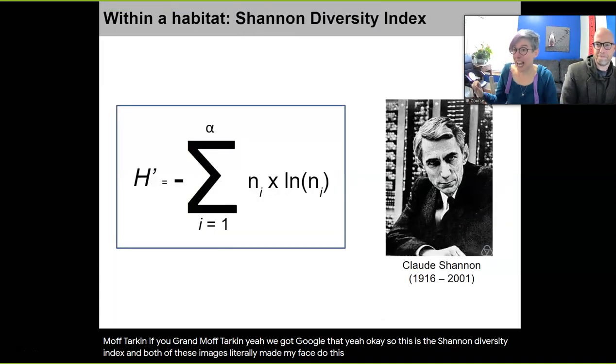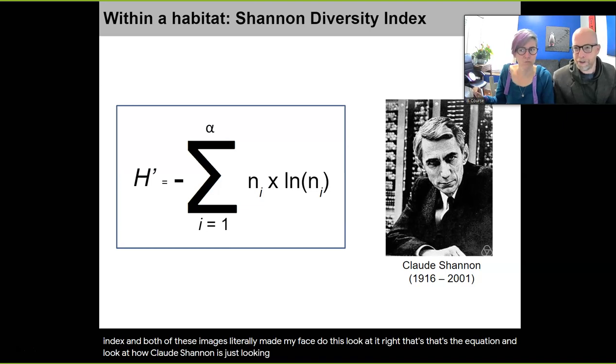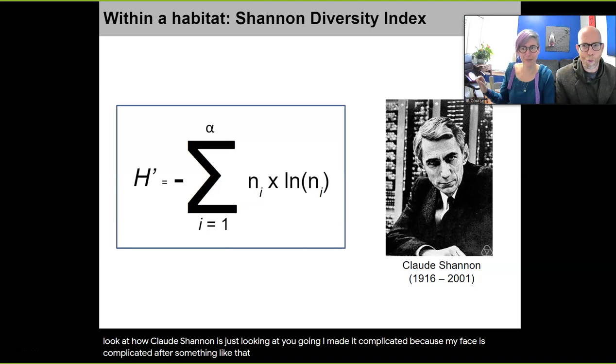Okay. Like, look at it. Right? That's the equation. And look at how Claude Shannon is just looking at you going, I made it complicated because my face is complicated. I have to talk on my teeth.